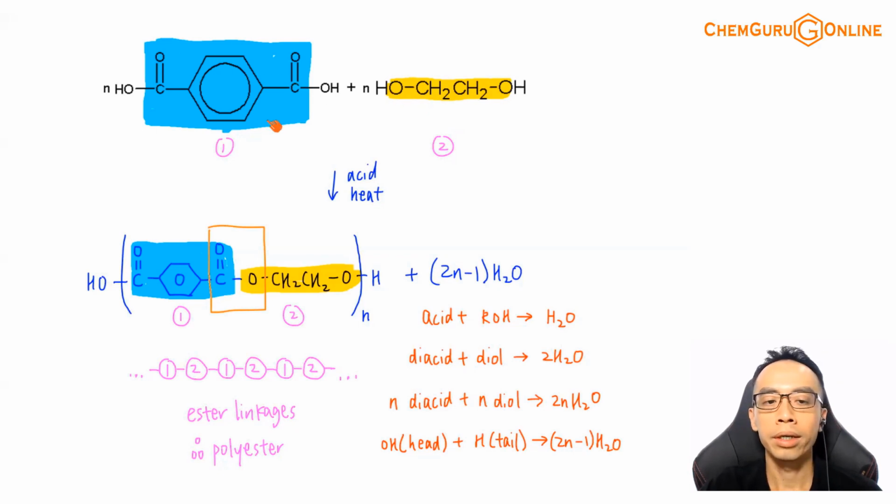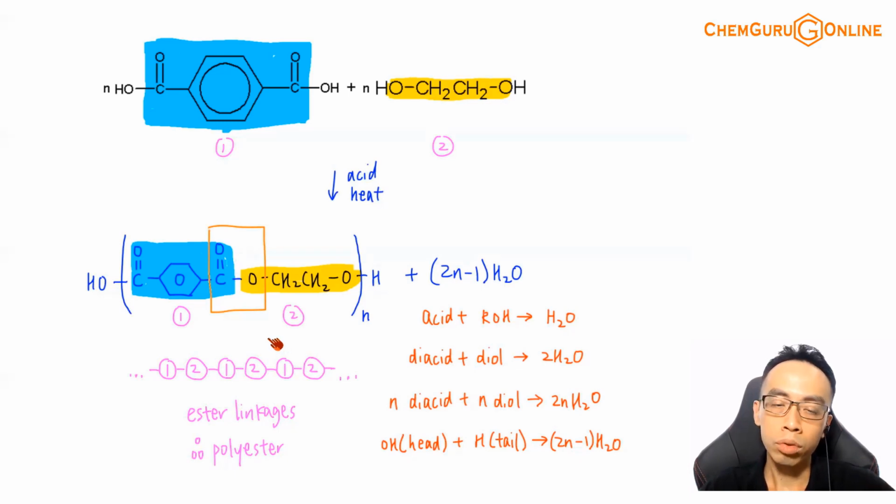So what happens basically is your monomer number one, because I have two acid groups on both ends, I'll form an ester bond with an alcohol on the left-hand side, with an alcohol on the right-hand side. And then similarly, my di-ol will do the same thing. I'll form an ester bond with an acid on the left-hand side, with an acid on the right-hand side. So it'll be an alternating monomer number one joined to monomer number two, joined to monomer number one and number two, and so on. So the repeat unit will be 1, 2, 1, 2, 1, 2, 1, 2.